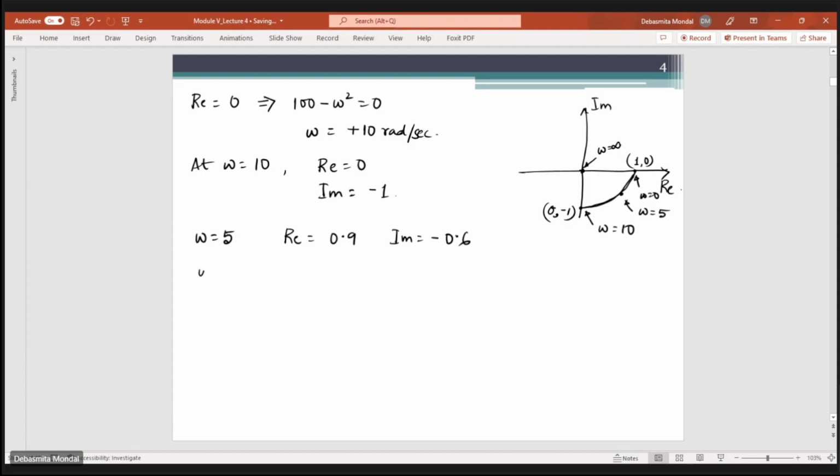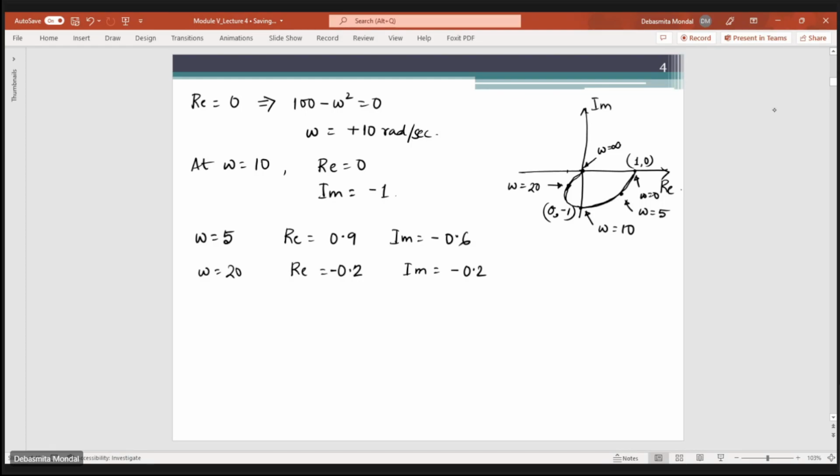After this, let's say we find out at omega equals 20, between 10 and infinity. At omega equals 20, the real part is approximately minus 0.2 and the imaginary part is also minus 0.2, right? So this point would be somewhere over here. This is omega equals 20. From here it will come over here, and then slowly it will go towards the origin.